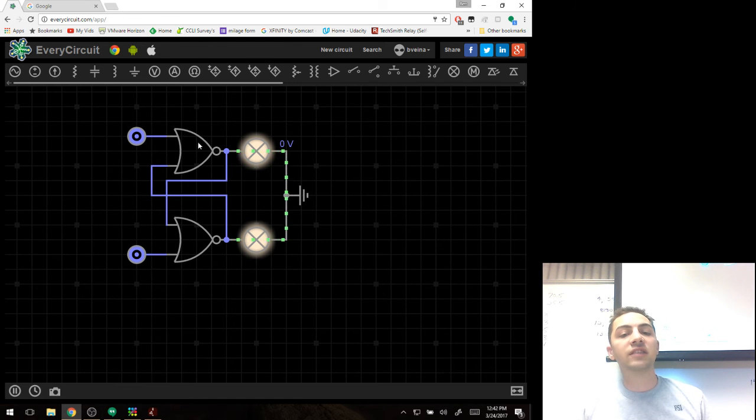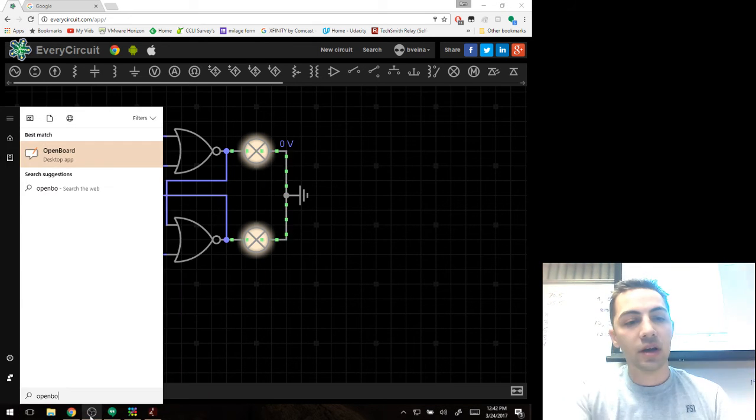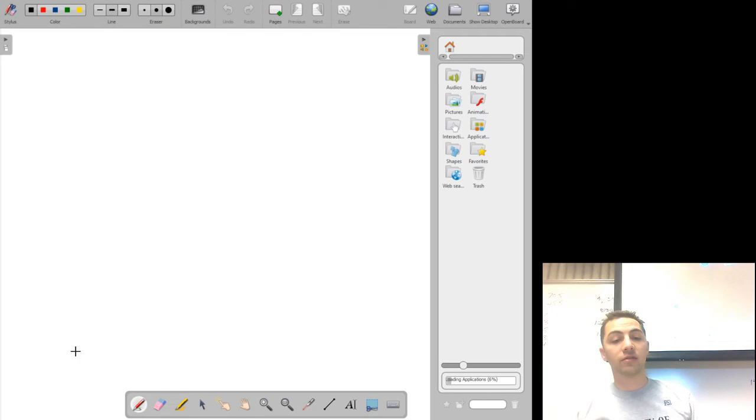So here you see that same initial problem. I've still got NOR gates. It's still this cross-coupled design. But right now it's kind of like, I don't know what's going on. Now let's go back to open board for just a second, because I want to talk about NOR gates for just a moment.